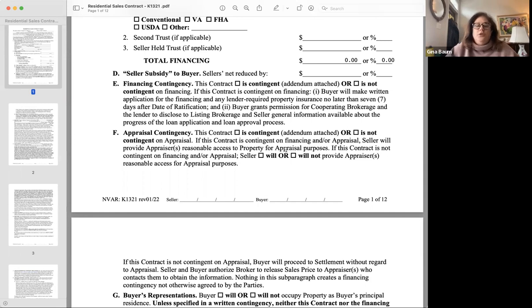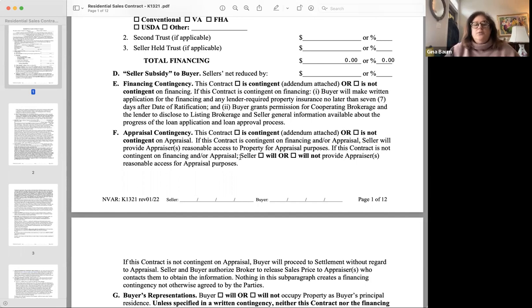Reasonable access, this one pertains particularly to an appraiser, right? So if there are 1, 2, or 3 appraisers that need to come, the seller is required to give those persons reasonable access. If this contract is not contingent on financing and or appraisal, seller will or will not provide appraisers reasonable access for appraisal purposes. Now, this is a new sentence in the contract.